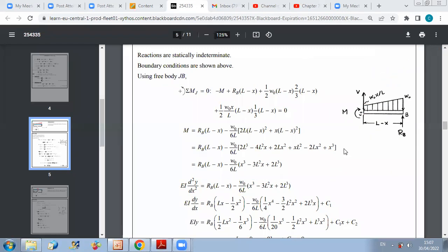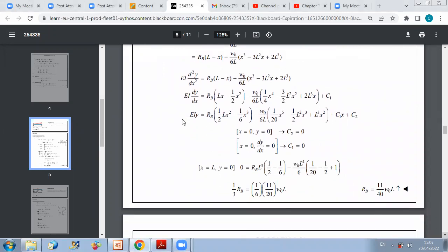This is the first integration. I do now the second integration to get the expression of EIy. When I integrate this term, I have RB times the integral of Lx, which is half Lx squared. The integral of half x squared is 1 over 6 x cubed, and we have the minus, so minus 1 over 6 x cubed. Now minus omega 0 over 6L times the integral of this term: the integral of x to the 4 is x to the 5 over 5, and we already have 1 over 4, so it will give you x to the 5 over 20. Minus, because the integral of x squared is x cubed over 3, the 3 will cancel out, so this will give you minus 1 over 2L squared x cubed. Then the integral of 2L cubed x will give you L cubed x squared plus C1 x, and of course, don't forget to add the constant C2.